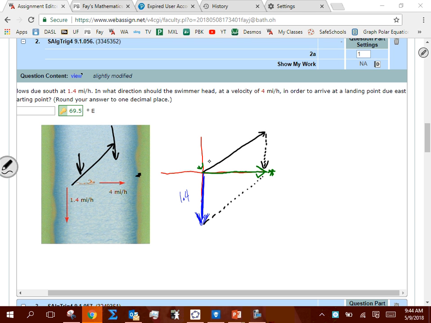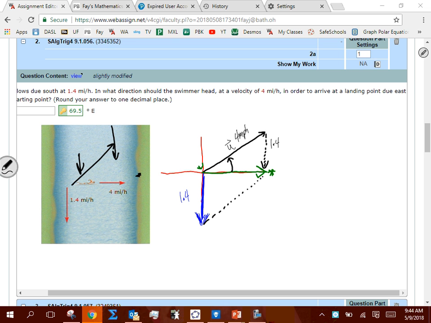Do we see that this vector here, which is what I need to swim, I don't know how to label it, just call it U, and I'm swimming at a velocity of 4 miles per hour. That vector plus this vector here provides me this green vector, doesn't it? So you see how the green vector is actually a resultant? It's the resultant of what you have to swim and the current acting on you. So I need to figure out what angle I need to swim at.